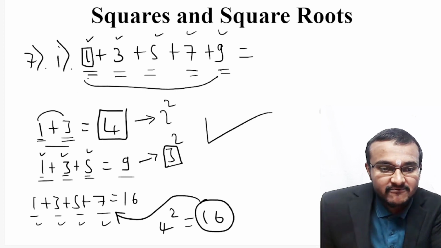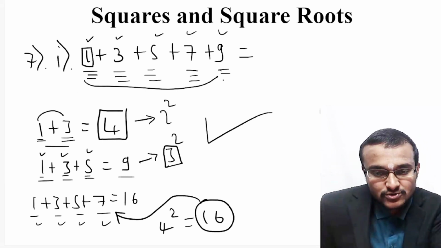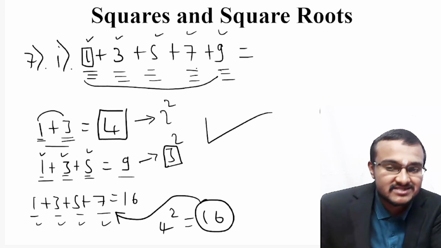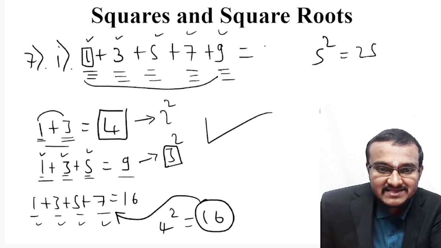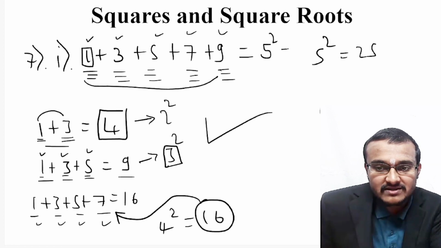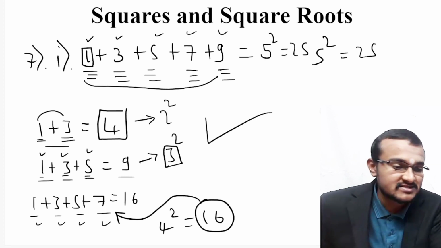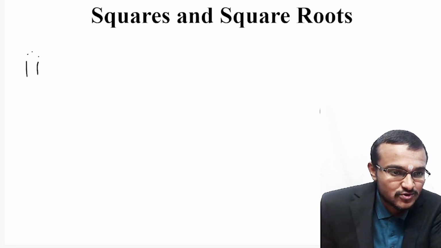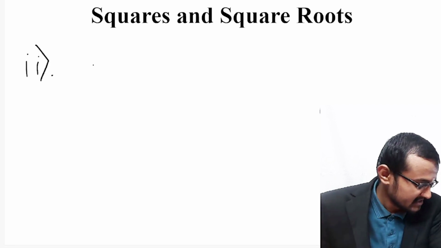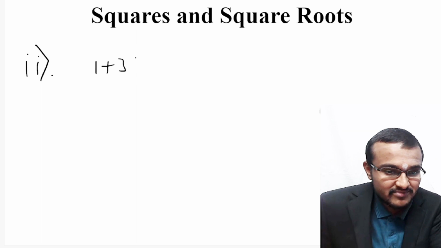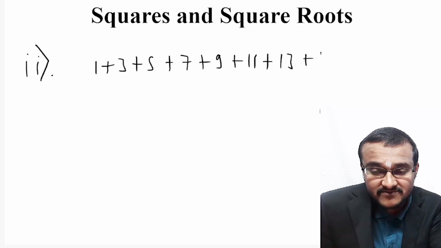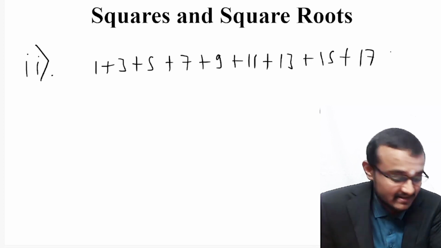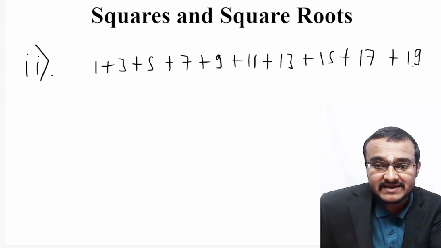Here 5 odd natural numbers are added together. So what is the square of 5? 5 square is 25. So the answer for this will be 5 square, that is 25. Similarly, coming to the second question in this 7th question, they have given 1 plus 3 plus 5 plus 7 plus 9 plus 11 plus 13 plus 15 plus 17 plus 19. They have added till 19.